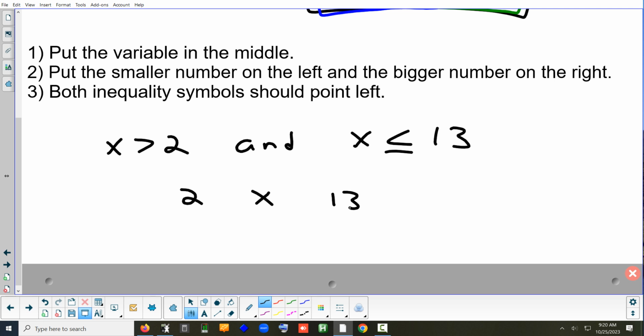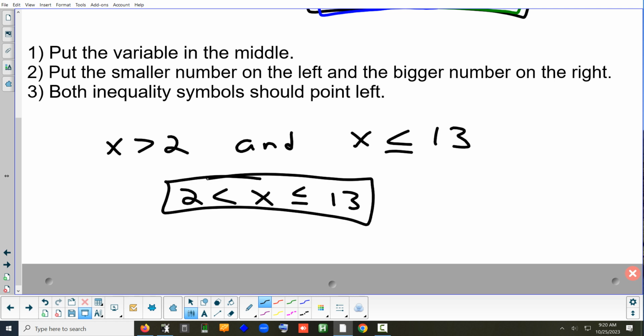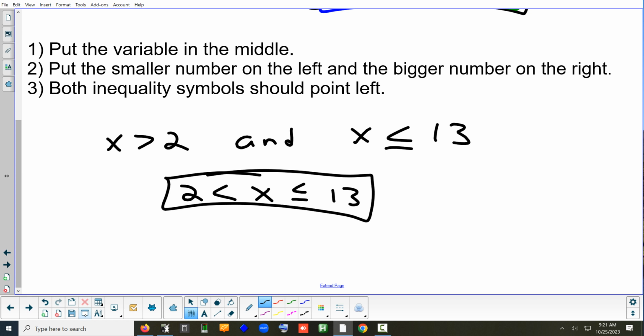Does the symbol I'm going to put between the 2 and the X have a line under it? No. Does the symbol between the X and the 13 have a line under it? Yes. And there you go. That's how you take 2 and combine them together into 1. Any question on that?